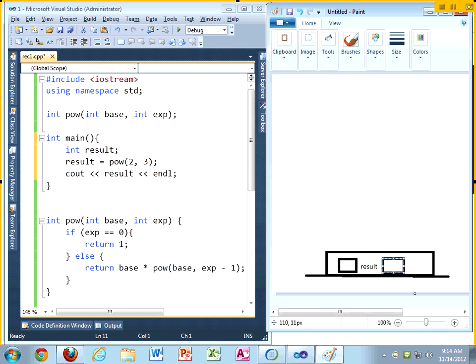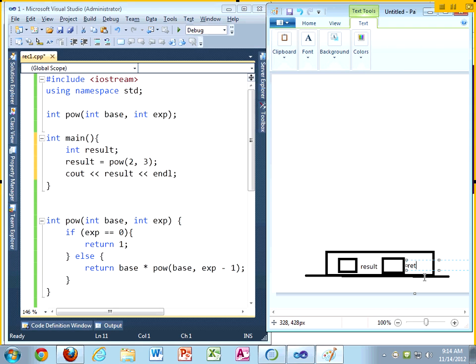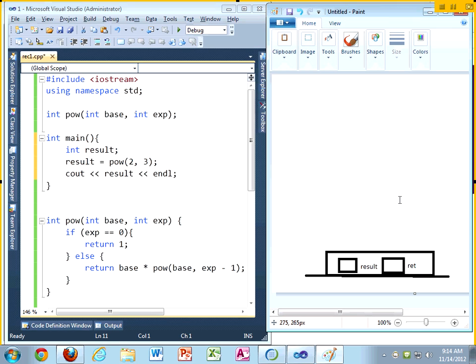But I'll let myself be a little bit abstract here. So here I'm just going to put RET to represent where I'm going to put the return value of that function call. Okay. So my next activation record is going to have some way of going back and putting the result in this box here.